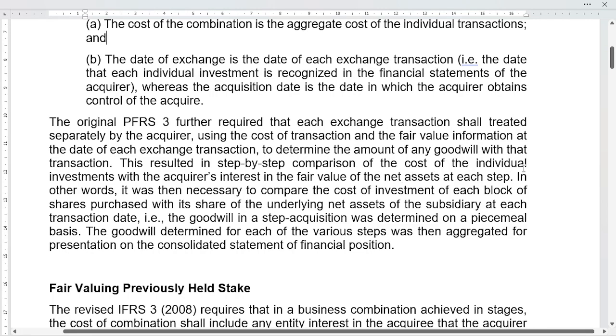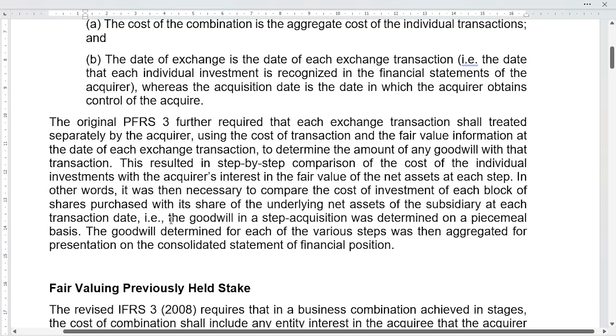In the original PFRS 3, required na lahat ng transaction made for exchange ay separate kay acquirer with the use of cost of transaction and fair value at the date na naganap yung exchange para malaman yung goodwill within the exchange transaction. In other words, it was then necessary to compare the cost of investment of each block of shares purchased with its share of the underlying net assets of the subsidiary at each transaction date.